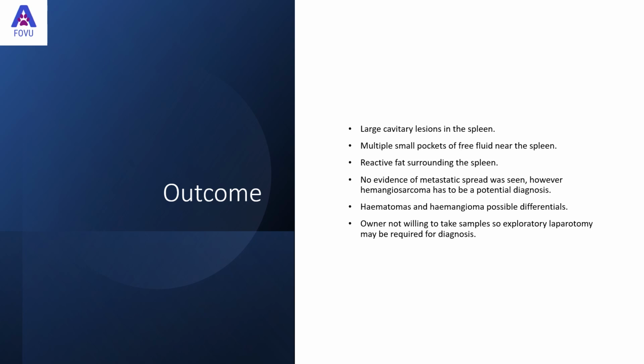So in this case, we found large cavitary lesions in the spleen. There were multiple small pockets of free fluid near the spleen and reactive fat, a steatitis, surrounding the spleen. There's no evidence of any possible metastatic spread from this tumour, but we were concerned about hemangiosarcoma, particularly due to the anemia and the free fluid that was surrounding the spleen. Hematoma and hemangioma were also possible differentials. The owner was not willing to take any samples, so I advised instead an exploratory laparotomy for diagnosis.